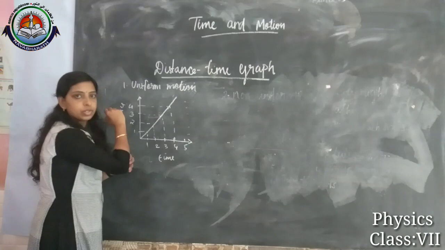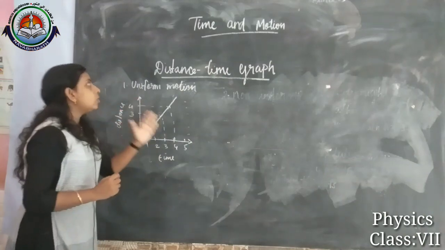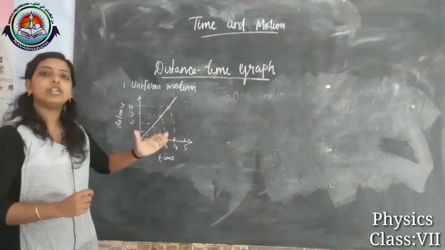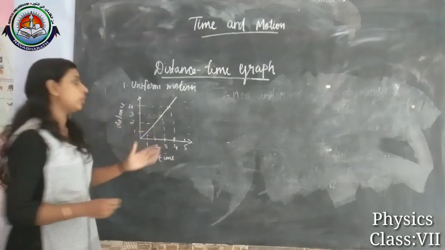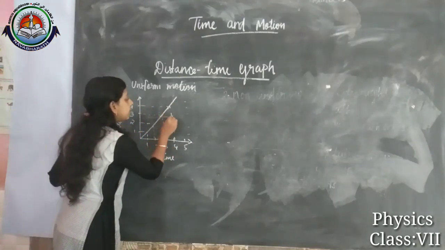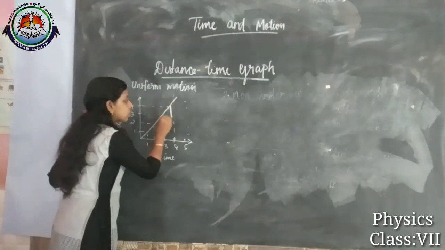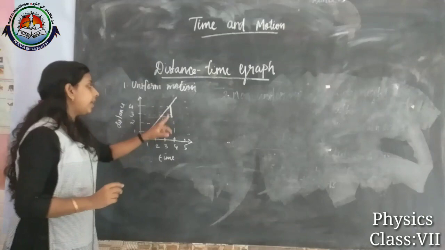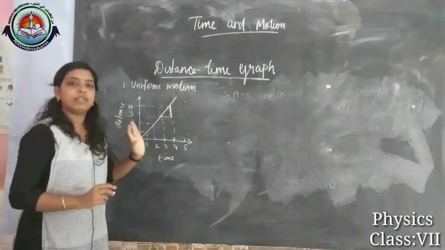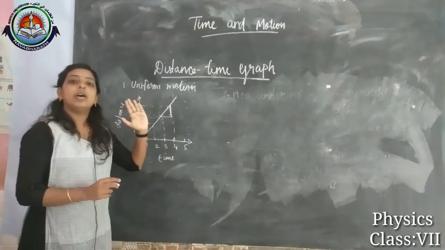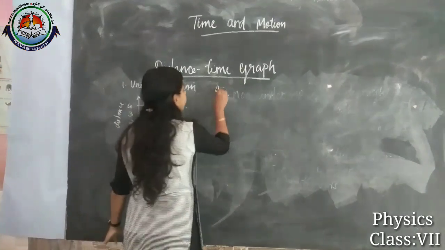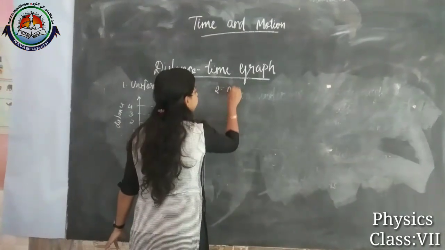In between 1 minute, in between 1 kilometer. Okay, so by using this distance time graph, we can easily find out the speed of an object in uniform motion by finding the slope. Like this we will get the slope. By dividing this length and this length, we will get the speed of a moving object. Okay, now we can go to non-uniform motion.